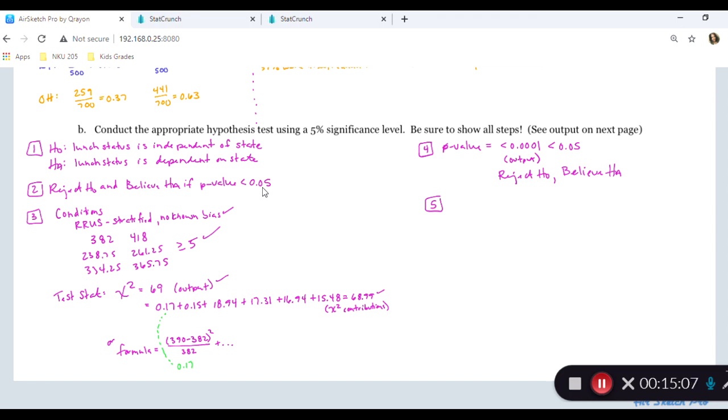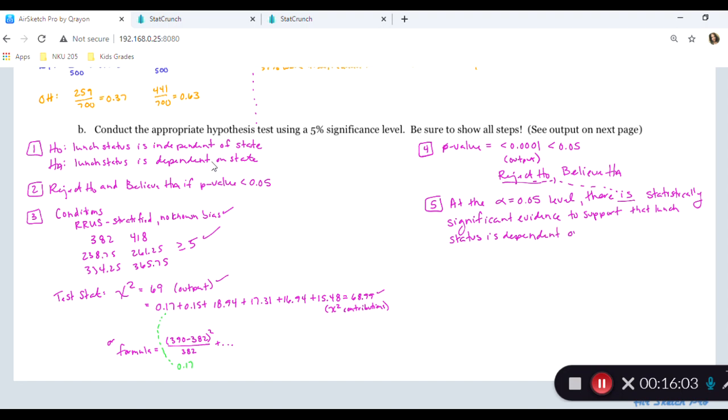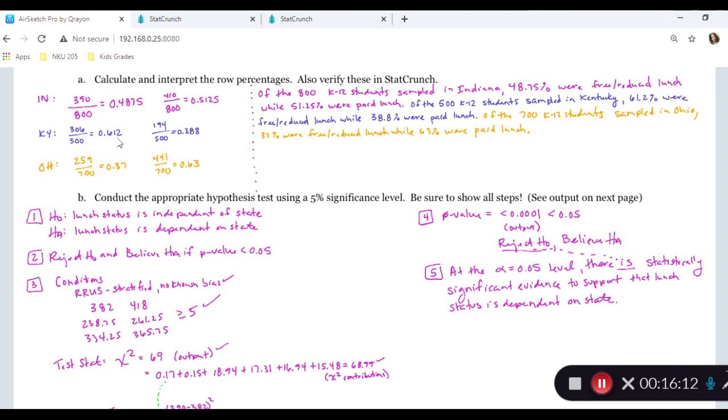So finally, our step 5. Our step 5 is always going to start with our significance level. So our alpha is equal to 0.05 level. Because we rejected, and that's related to the rejecting up here, there is statistically significant evidence to support. And then the last part is always our alternative hypothesis, but in words. Well, the good news here, our alternative hypothesis is already in words. So there is evidence to support that lunch status is dependent on state. Or in a sense, it does seem to matter where you live. There is a difference in the percent that are eligible for free or reduced lunch.